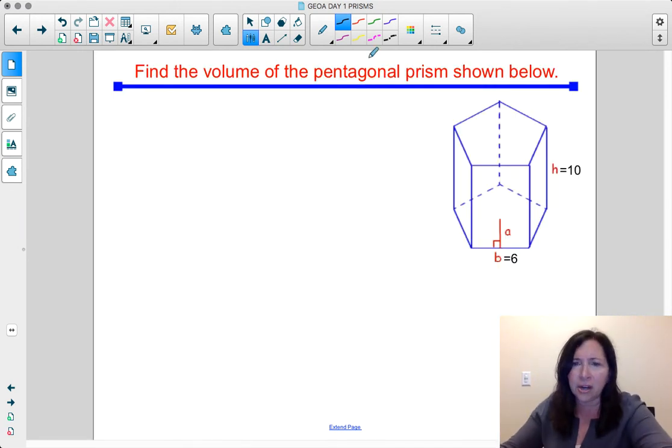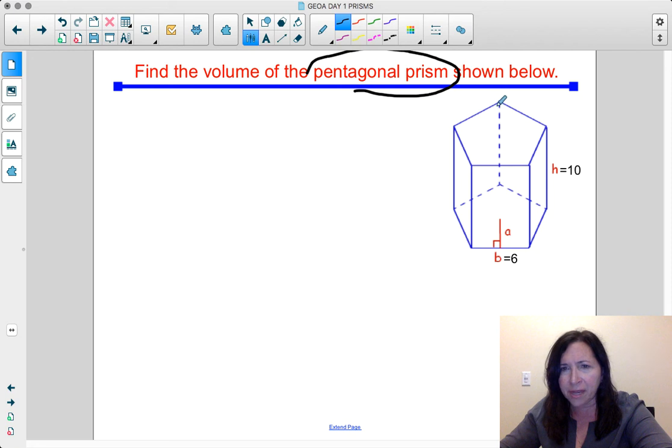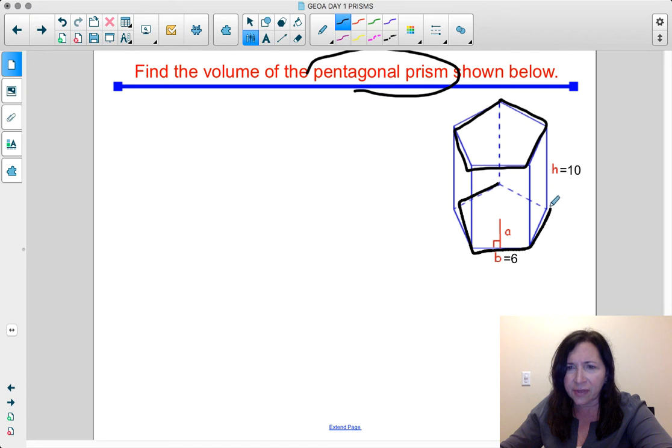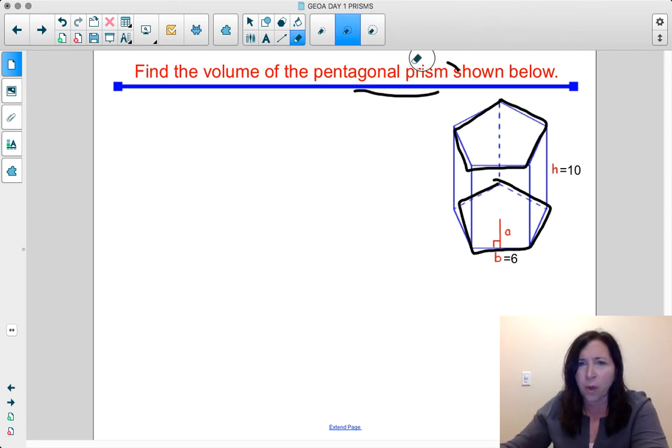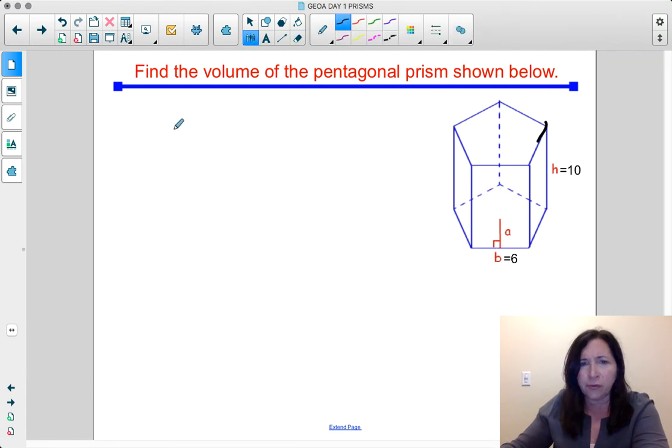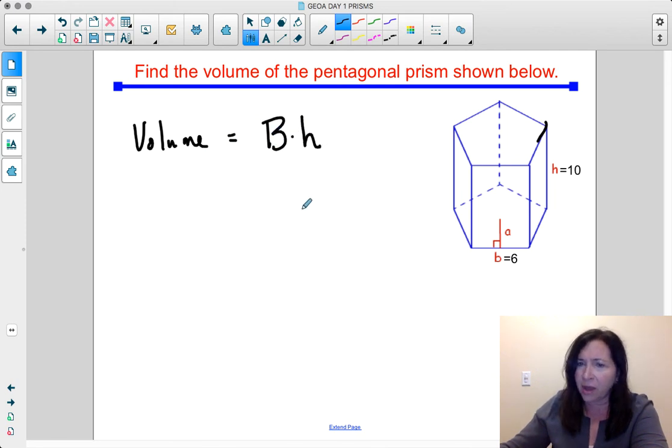So this one right here, it's a pentagonal prism. This is a pentagonal prism because, again, my bases are parallel, right? They're the same two shapes. See that? And so that's a pentagonal prism. So what we're going to do is we're just going to find the volume of this. For the volume of any prism, it's going to be the area of one base times the height.